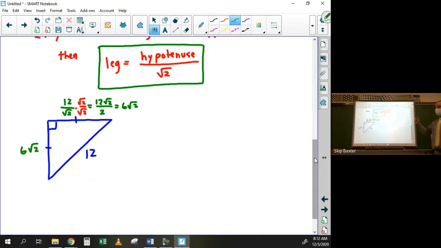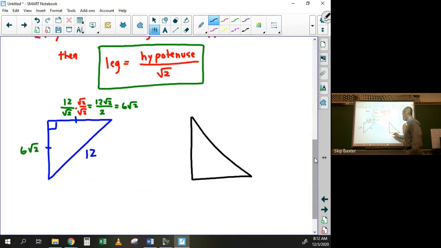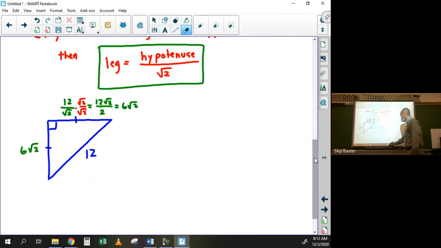There's no avoiding that rationalization process. Even if you did this by the Pythagorean theorem or by similar triangles, you'd still have to do that. So it's not like you're avoiding something that's hard by doing it one of the other ways. This is actually the best way to do it, using the shortcuts. Okay, isosceles right triangle. That's it. Let's try it.